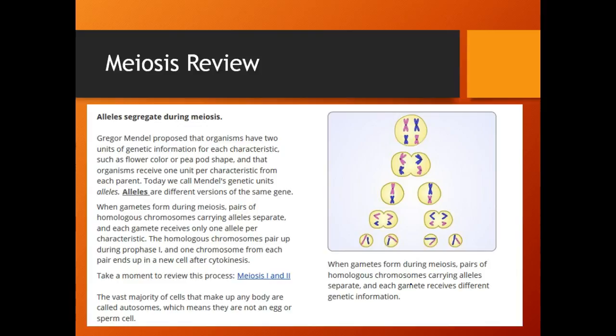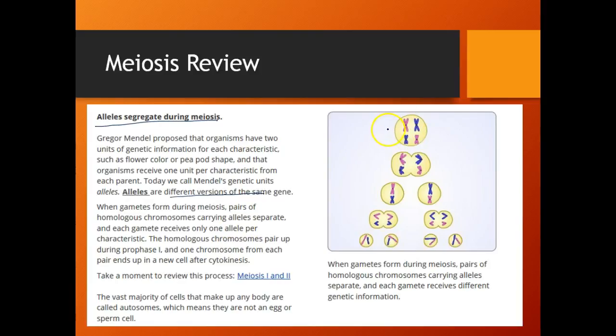Okay, so before we go into how exactly we use Punnett squares in genetics, let's go ahead and review meiosis. So in meiosis, the really key takeaway is that alleles segregate during meiosis. Remember, alleles are different versions of the same gene.